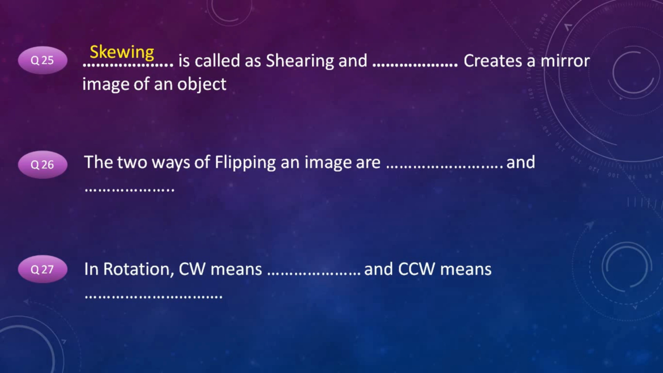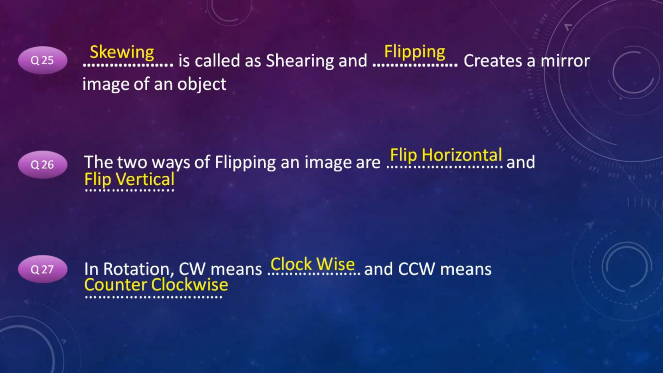Skewing is also called shearing, and flipping creates a mirror image of an object. The two ways of flipping an image are flip horizontal and flip vertical. In rotation, CW means clockwise and CCW means counterclockwise.